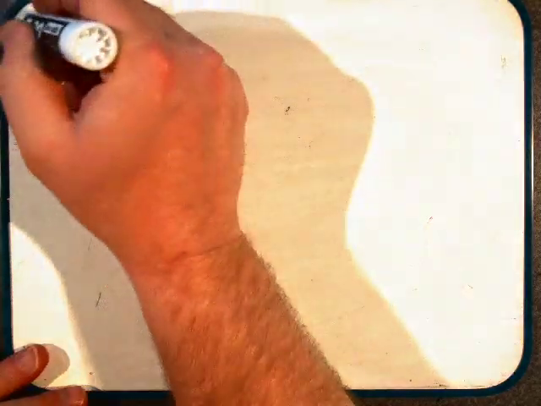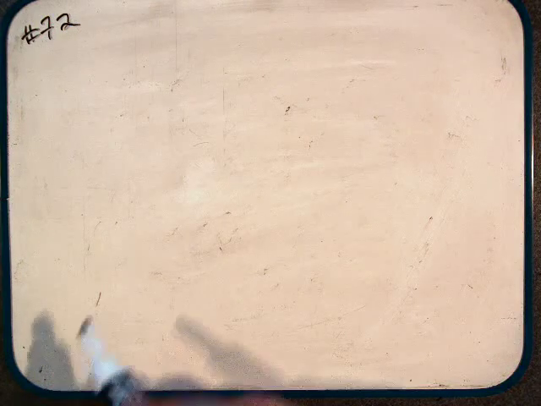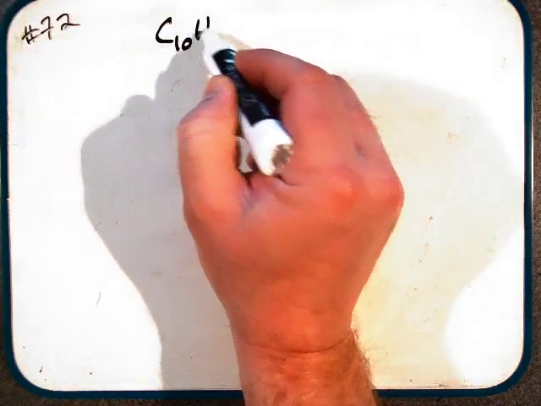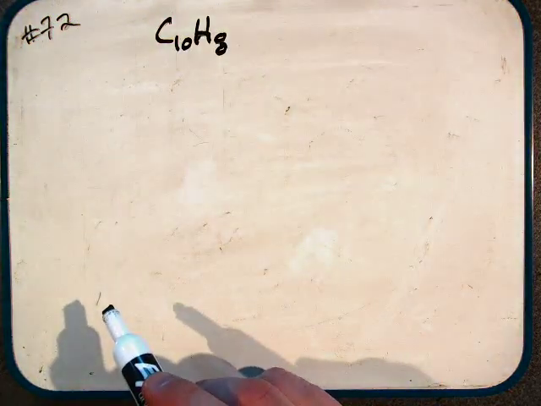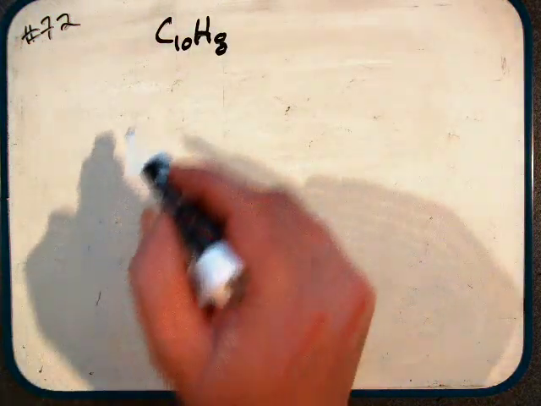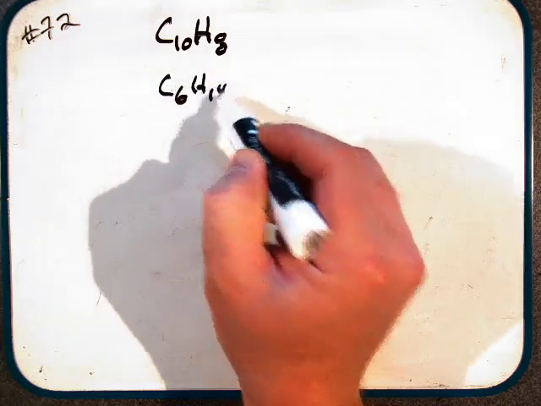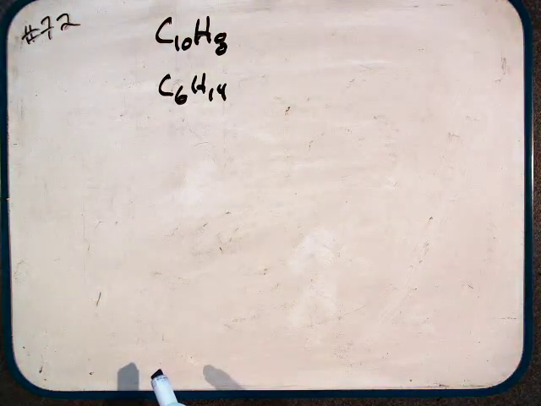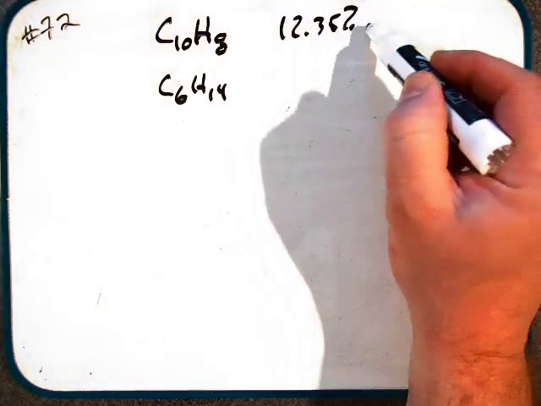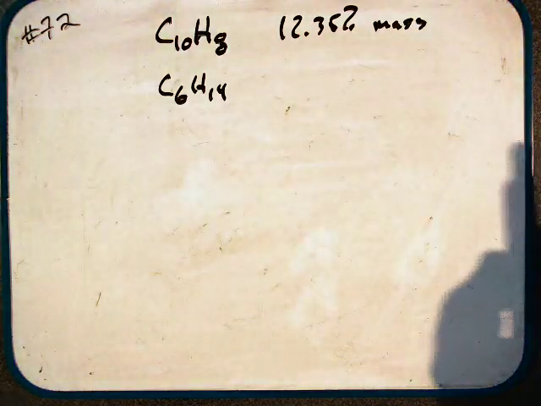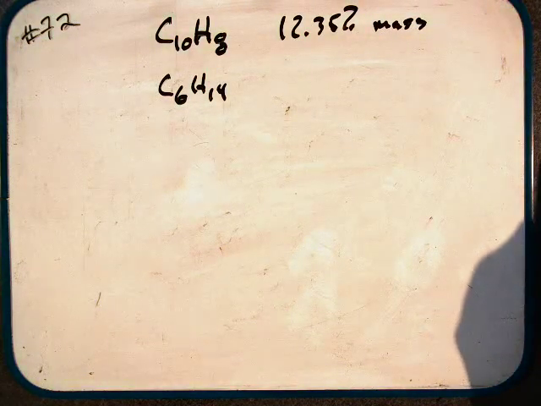Number 72. Number 72 talks about a solution that contains naphthalene dissolved in hexanes. So we have naphthalene, C10H8, and we also have hexanes, which is C6H14. And it's a concentration of 12.35% by mass of naphthalene in hexanes.